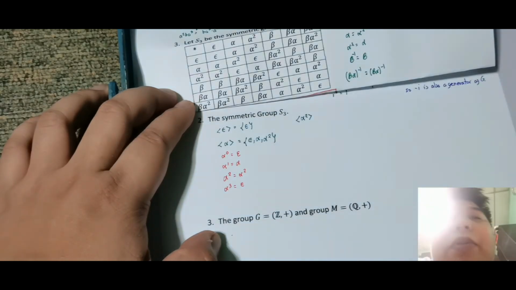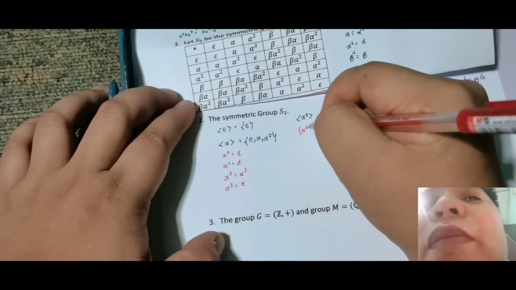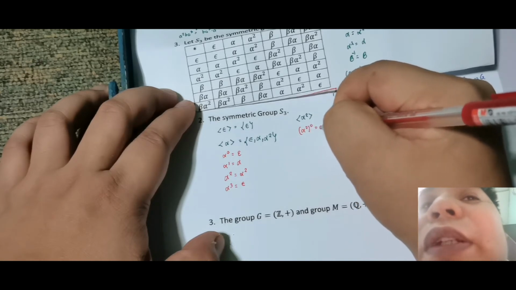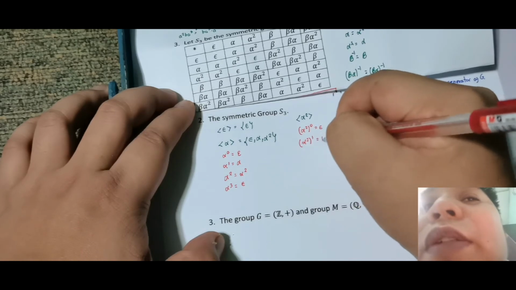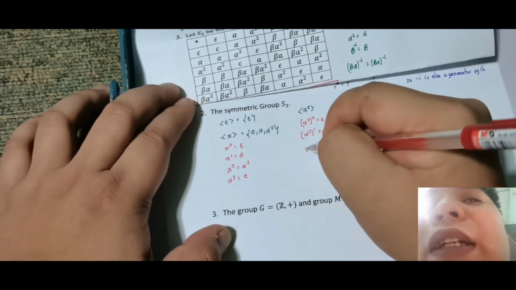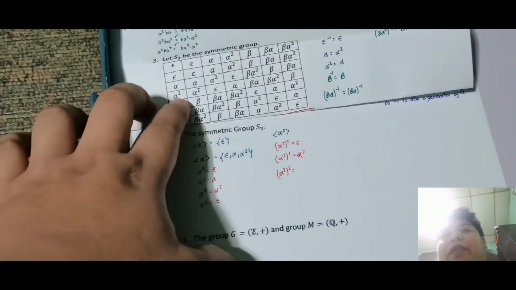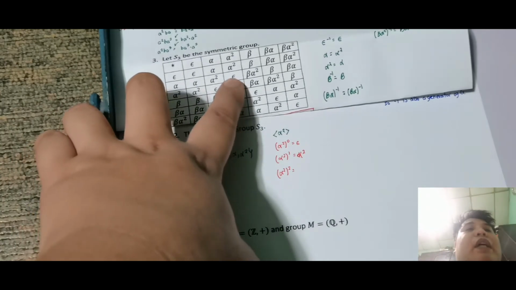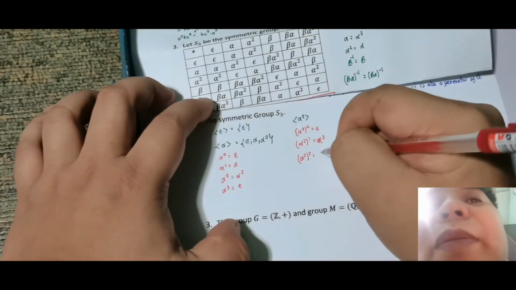Okay, so, cyclic subgroup generated by alpha squared. So, unahin natin, no? So, alpha squared raised to 0 is epsilon. Alpha squared raised to 1 is alpha squared. Alpha squared raised to 2: alpha squared times alpha squared is alpha. Basta, bumalik pa sa alpha dito.